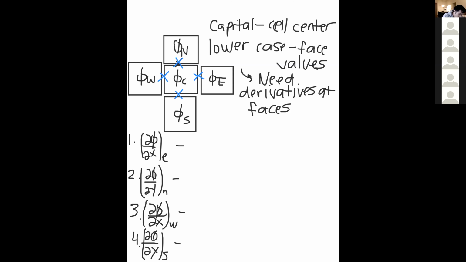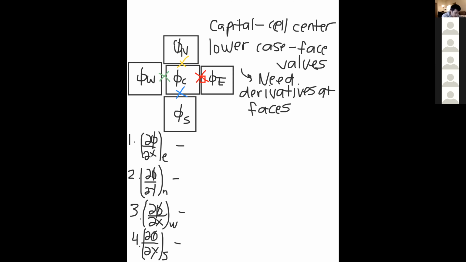So actually, let me do this. Let me color code this a little bit better. Use the technology that's available to us. So let's use red for the east face. Let's use yellow for the north face. Let's use green for the west. And then let's use blue for the south.